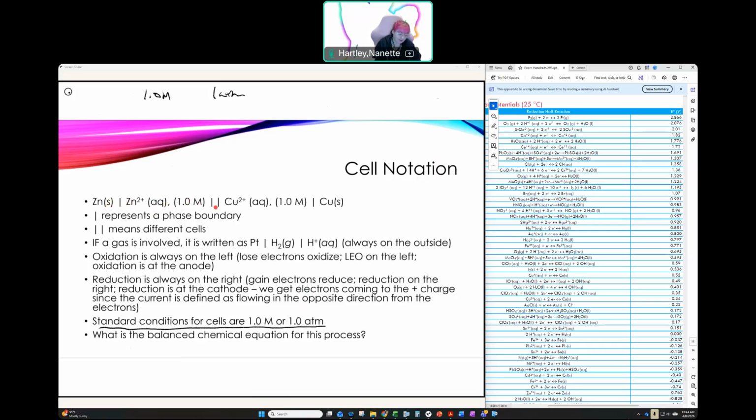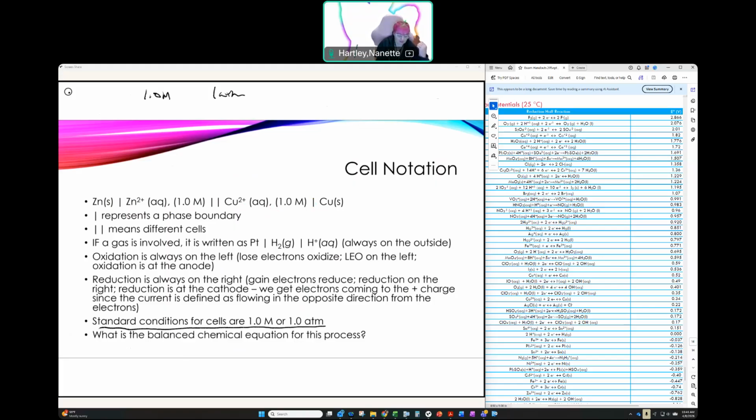Then we go to the other half cell. And so we have a double line that comes here because it means it's a different cell. So we're now describing what's on the other side. On the other side, we go from Cu2+, which is aqueous, at 1 molar, to Cu solid. Again, there's a phase boundary between them because they are not the same phase. So we know we have two sides. We know we have concentrations that need to go with anything that's aqueous or gaseous. We have this thing for two different cells. So all of that needs to be included.